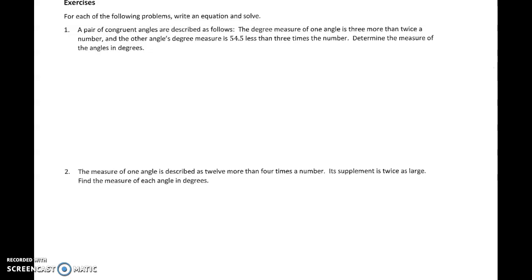A pair of congruent angles are described as follows. The degree measure of one angle is 3 more than twice a number, and the other angle's degree measure is 54.5 less than 3 times the number. Determine the measure of the angles in degrees. Well, notice that's very wordy, and I'll be honest, I can't see what it's saying just by reading it once. But what I do notice is that the degree measure of one angle is 3 more than twice a number, and the other angle's degree measure is 54.5 less than 3 times the number. So they're both reliant on this unknown number. So I am going to let x be the number.